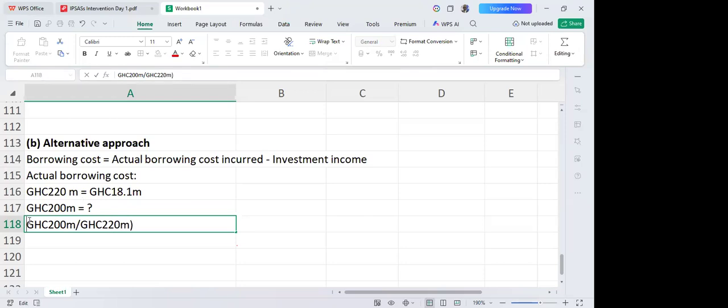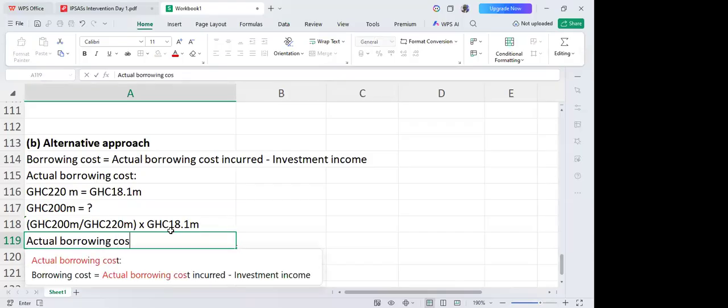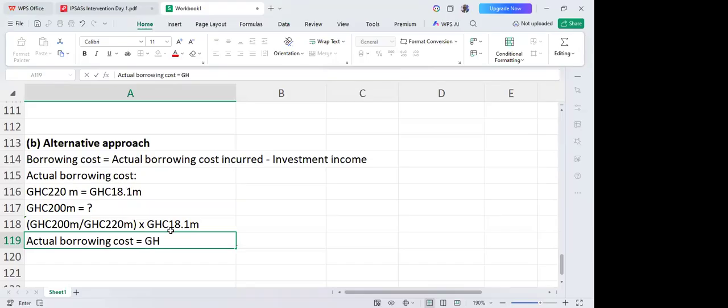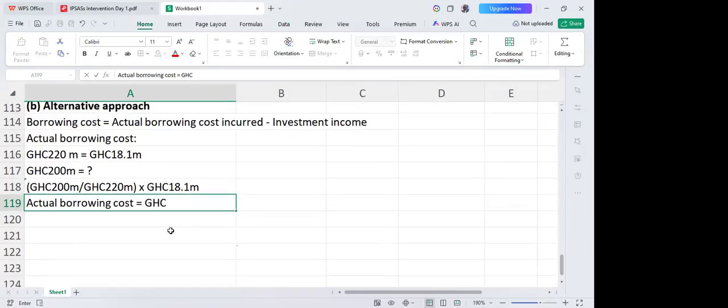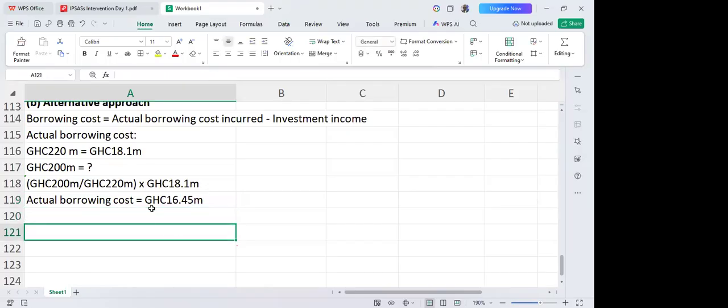Then we share the 18.1 million. So the actual borrowing cost will be equal to, what will be the answer? 16.45 million. Yeah, then we now calculate the borrowing cost to capitalize.